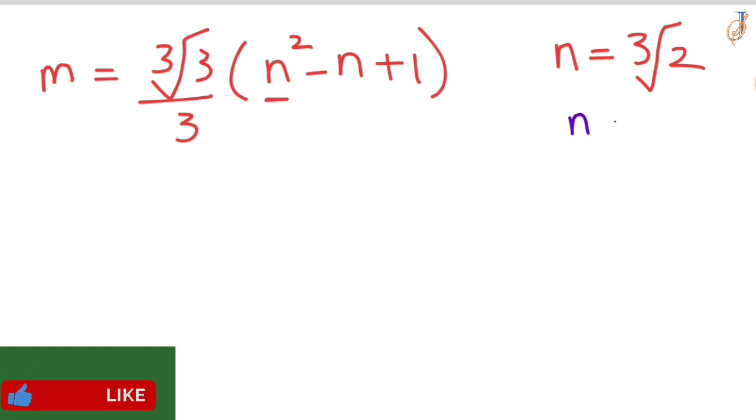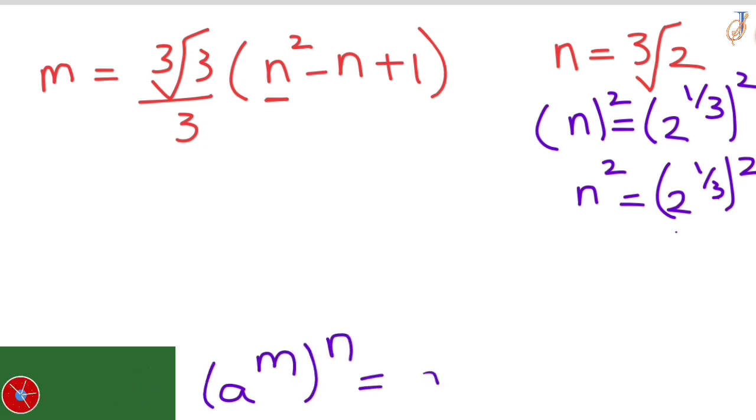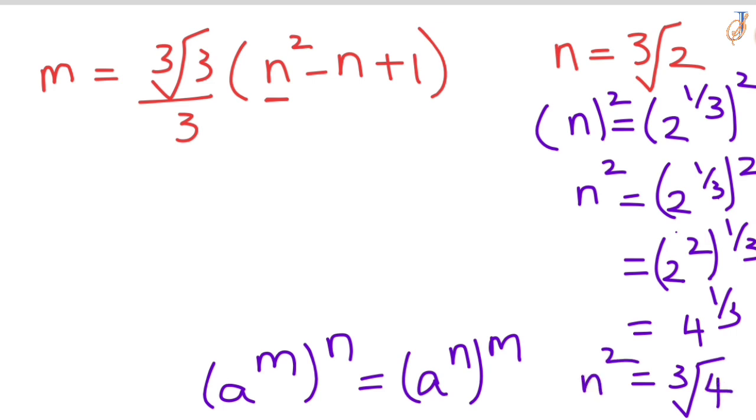This cube root of 2, we can write this as 2^(1/3). We need n^2. That means square on both sides. So then you will get n^2, that is equal to (2^(1/3))^2. It is in the form of (a^m)^n. So (a^m)^n, we can write this also as (a^n)^m. So that you can write this as (2^2)^(1/3). 2^2 is nothing but 4 and power 1/3 is nothing but cube root of 4. So n^2, the value is cube root of 4.